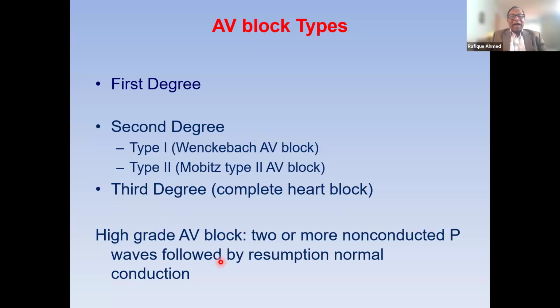And the question always comes, high grade AV block. What is high grade AV block? So by conventional definition, if 2 or more non-conducted P waves are present in a tracing, followed by resumption of conduction, we will define it as a high-grade AV block, as opposed to third degree, which will stay in this complete heart block status. So this term we use colloquially. Now it's even in the books, they mention this high-grade AV block.